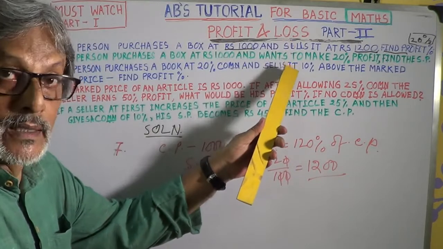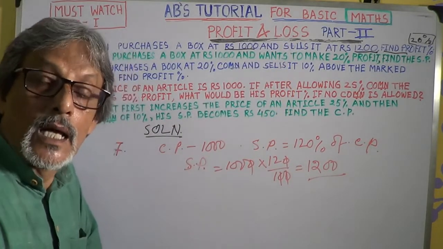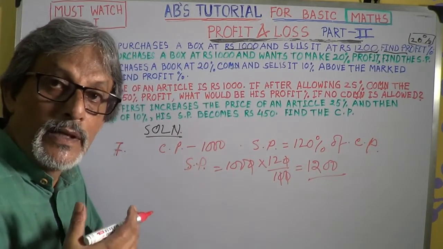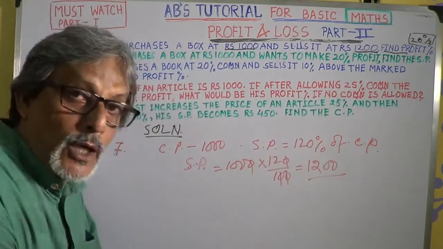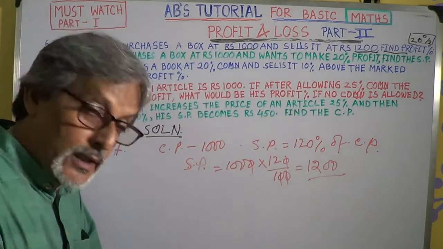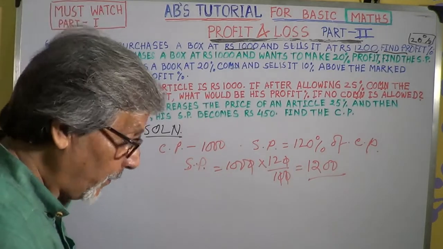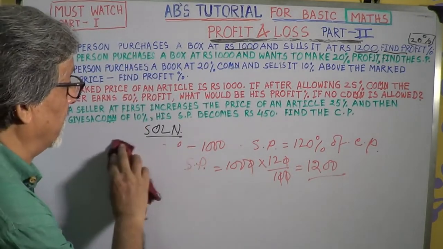Practically, these two sums, number 6 and 7, I have given to make it clear to you how we calculate profit, or how we can find out the percentage of profit. Is it clear? Okay, thank you very much. Now let us go to number 8.